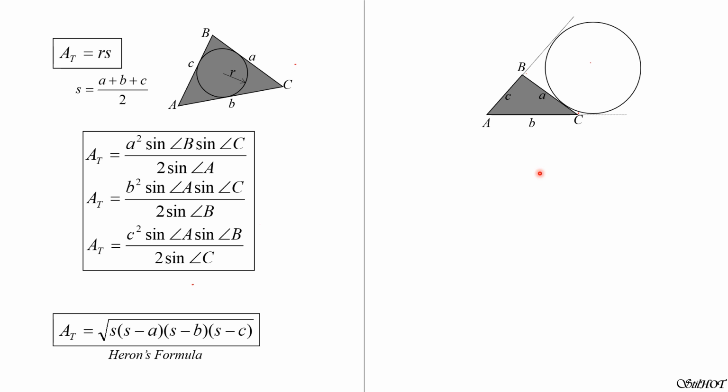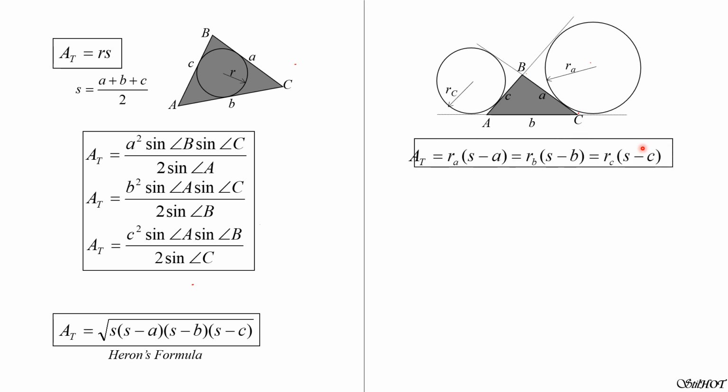R times quantity S minus... R sub A times quantity S minus A, R sub B times quantity S minus B, area is R sub C times quantity S minus C, where R sub A, R sub B, R sub C are the radii of the escribed circles. So tangent to one side, let's say A, and the prolongation of the other sides. The derivation of the formulas would be easy.